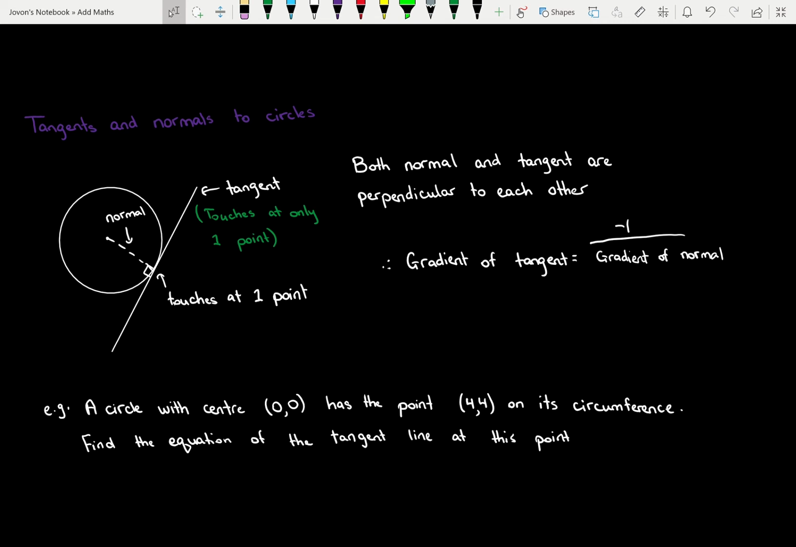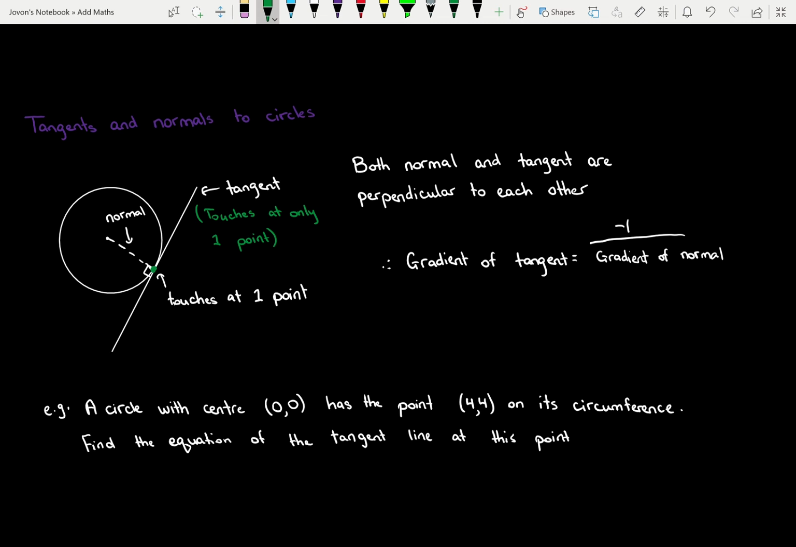The normal is the line which connects the center of the circle to any point on the circumference. We call that line the normal. The tangent touches the curve at the point where the normal ends, and it is perpendicular to that. Since they are perpendicular, if you remember from coordinate geometry, the gradient of the normal multiplied by the gradient of the tangent is equal to -1. So the gradient of a tangent is equal to -1 over the gradient of the normal when we rearrange it.